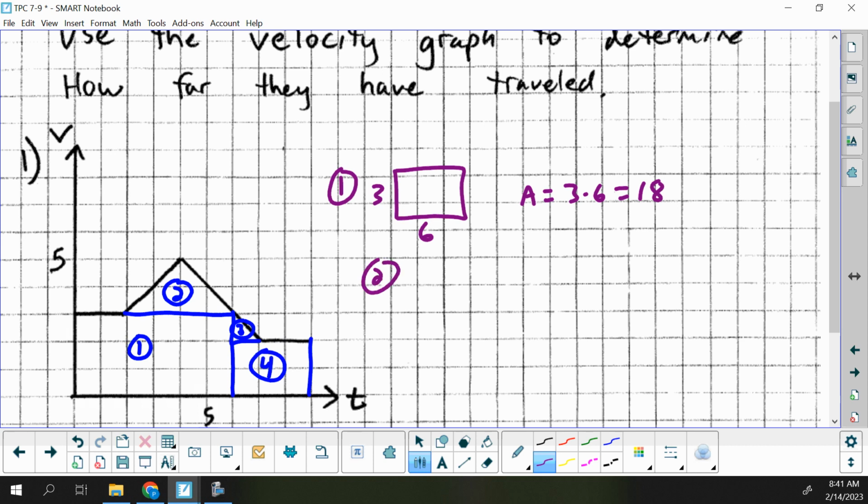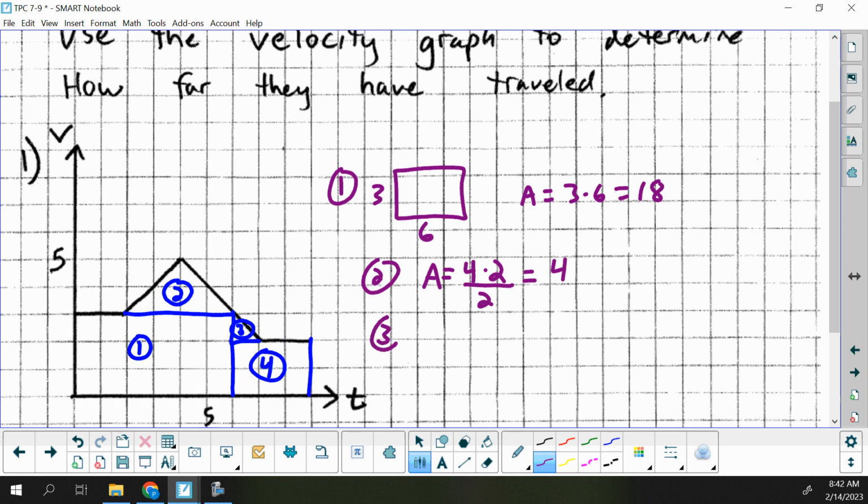For section 2, we have a triangle. The base of our triangle is 4. The height of our triangle is 2. And then base times height divided by 2 for a triangle. The height should be the straight up and down height. 4 times 2 is 8, divided by 2 is 4.